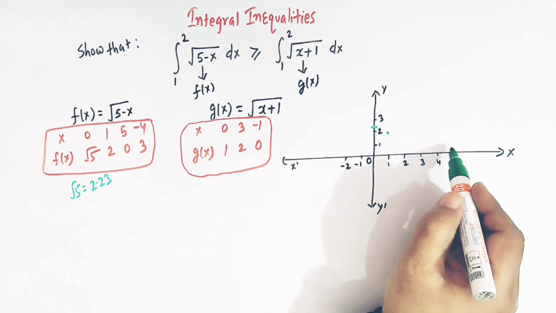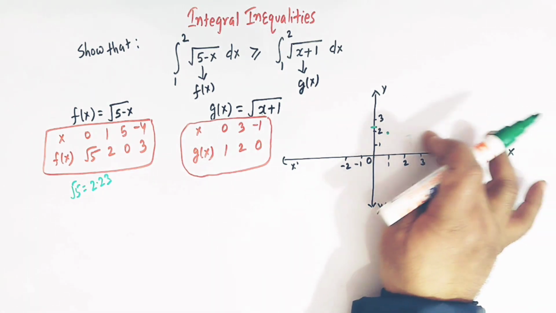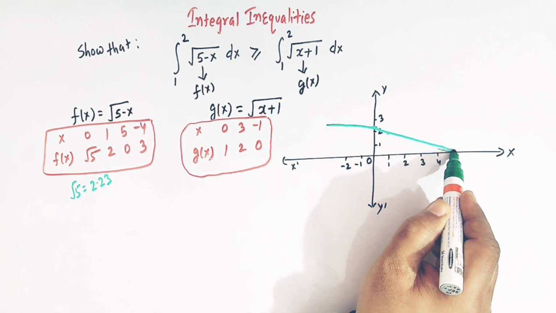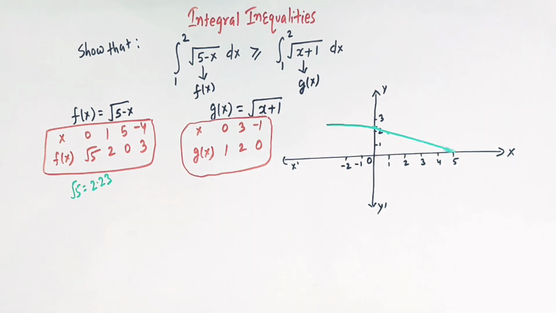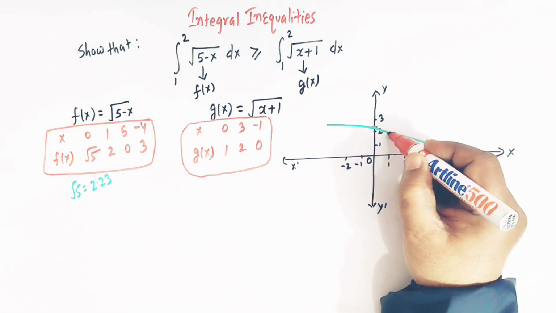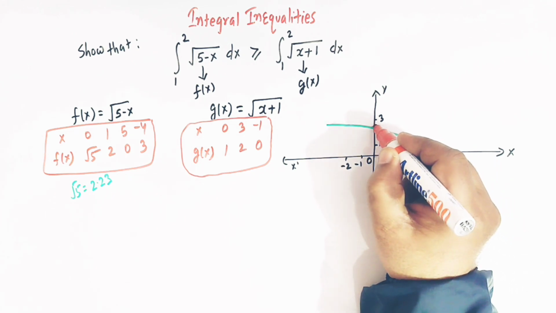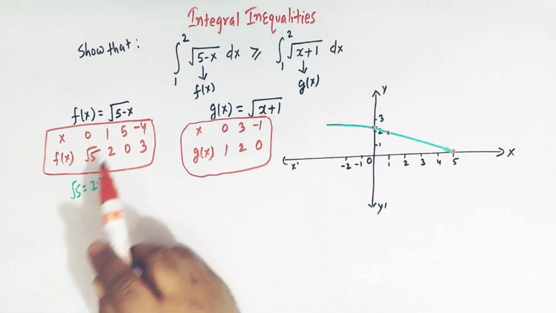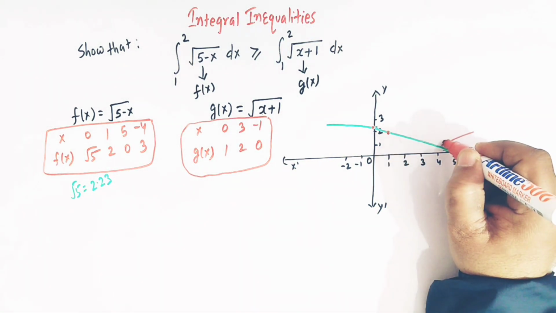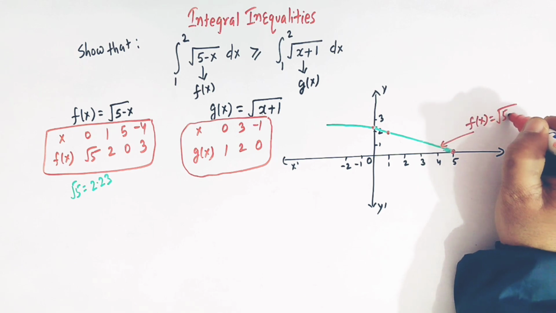So the graph of f of x goes like this. Here we can write it like this. So the graph looks like this, right? Here we have the 3 points. This is 5 comma 0, here we have the point 1 comma 2, and here we have the point 0 comma square root of 5. So this green curve shows f of x equal to square root of 5 minus x.